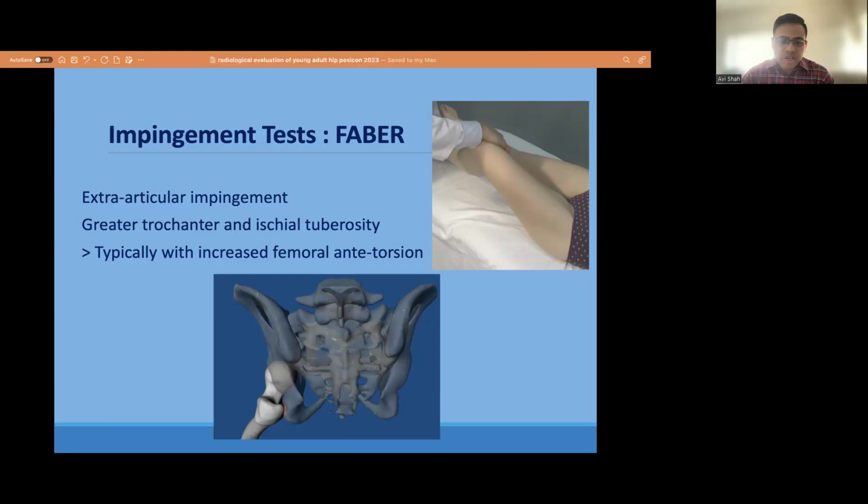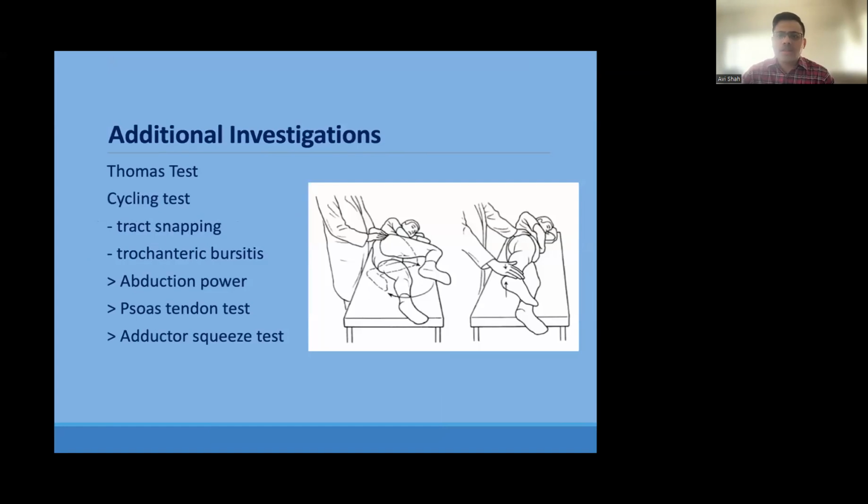So you can see in the 3D reconstruction, when you do this maneuver, the greater trochanter hits the ischium, which causes the pain and the limitation. Then there are a few other additional tests to pick up other pathologies.